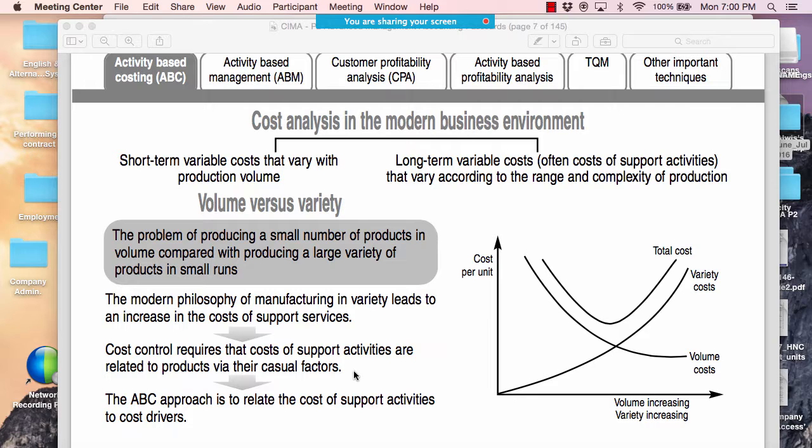So what about you, Elaine, when it comes to activity-based costing, where do you guys struggle?